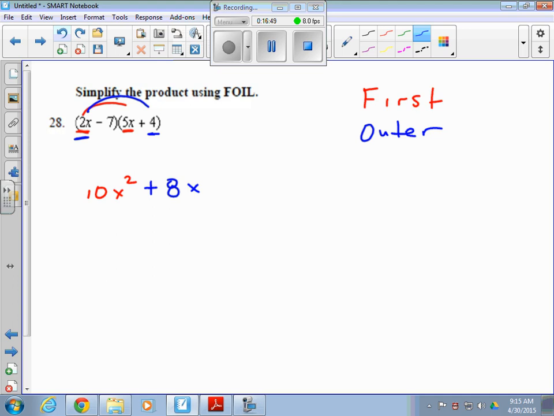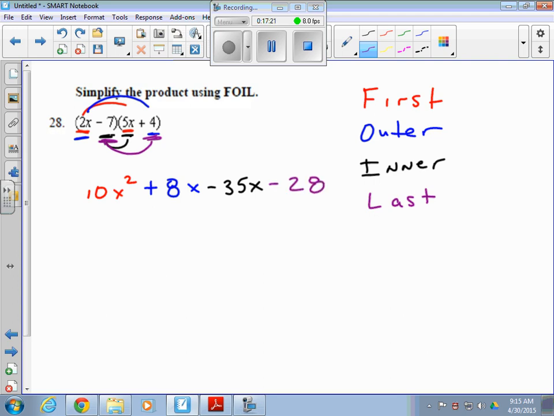Your inner terms, again, think of the same dartboard. I in FOIL stands for inner. Your inner terms are negative 7 times 5x. Negative 7 times 5x is negative 35x. And then the L in FOIL stands for your last two terms. So just like 2x and 5x were your first terms, negative 7 and 4 are your last two terms. Negative 7 times 4 is negative 28.